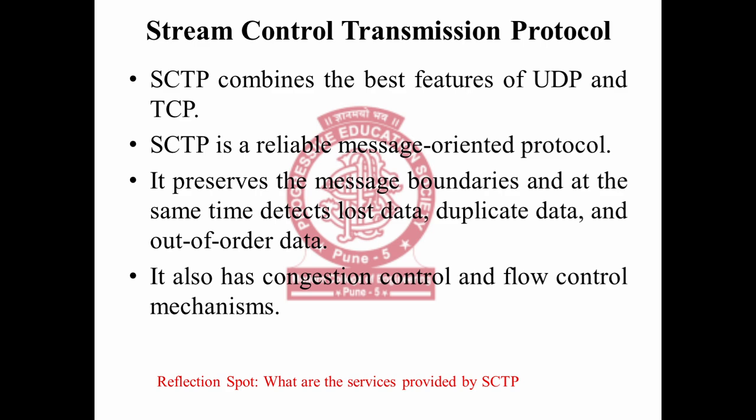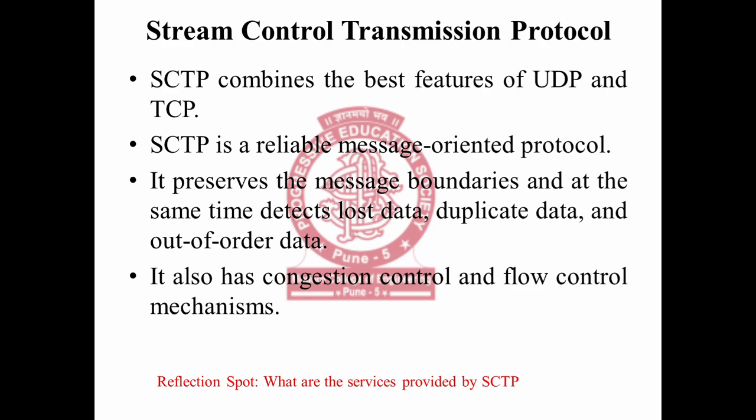The third protocol, the stream control transmission protocol, combines the best features of UDP and TCP. So what is the best feature of TCP? It is reliable and an acknowledgement is received. So SCTP is a reliable message oriented protocol. It preserves the message boundaries, which was not there in the case of UDP.